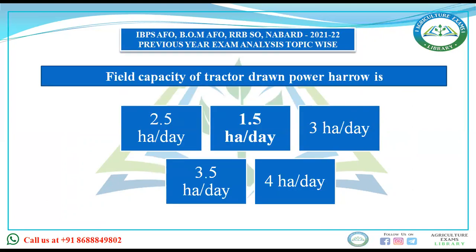Next, field capacity of tractor drawn power harrow. Power harrows are mainly used as a secondary tillage implement. That means they are used in preparing the seed beds, and they go only to a shallow depth. So if you see the options: 2.5 hectare per day, 1.5 hectare per day, 3 hectare per day, 3.5 hectare per day, and 4 hectare per day. So the answer is 1.5 hectare per day.